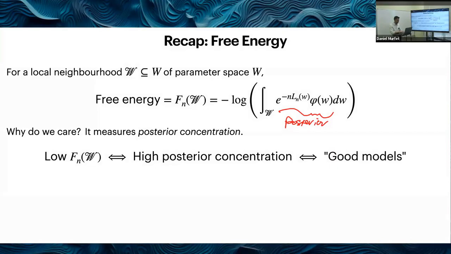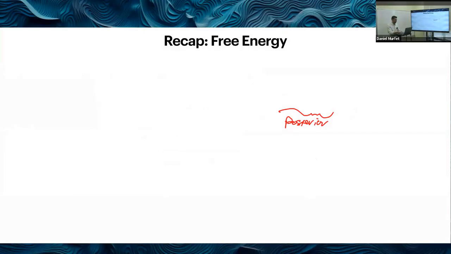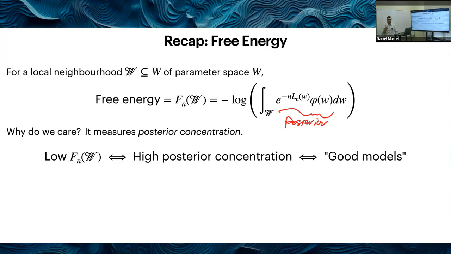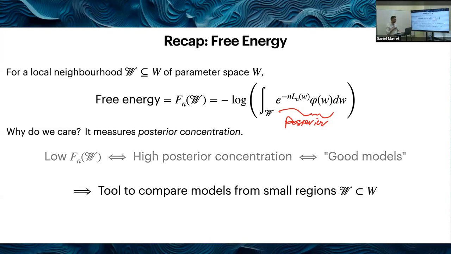And so a low free energy value for some particular neighborhood means that there is high posterior concentration there, which means that the posterior is telling us that there are good models in that region. And so we can use this formula to compare different models across parameter space.